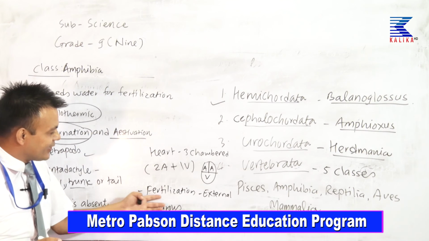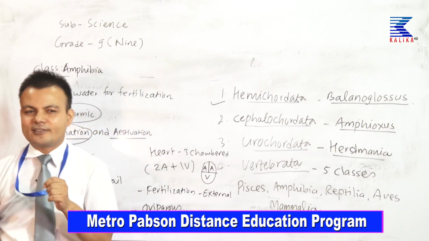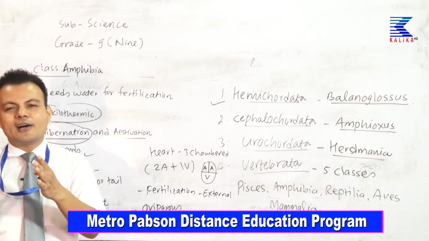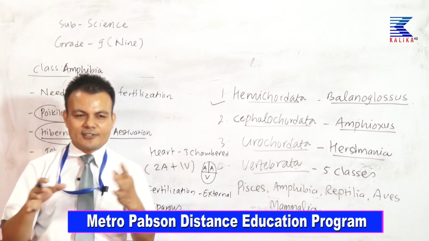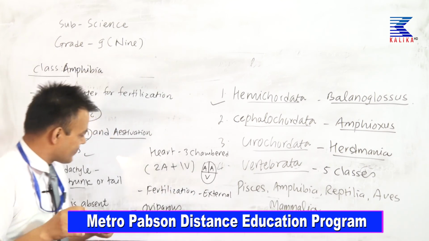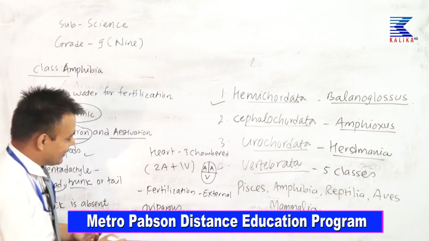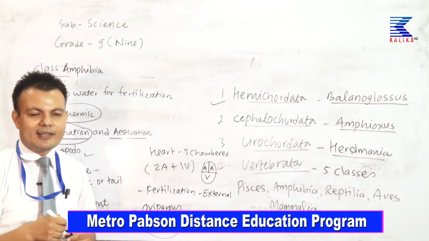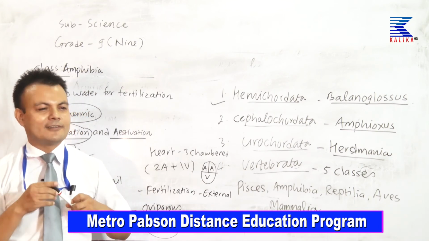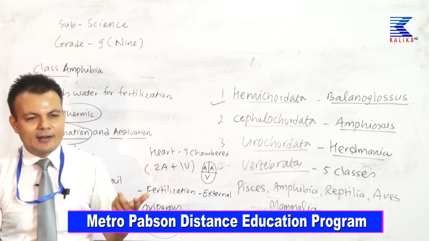Fertilization is external, not inside the female's body, but external in the water. Eggs are laid in the water, and the male discharges the sperm in the water, and fertilization takes place in the water. They are oviparous, meaning they lay eggs, and they develop indirectly with the tadpole larva. The larvae of frogs, toads, and salamanders are called tadpoles. So these are the basic things regarding the amphibia.